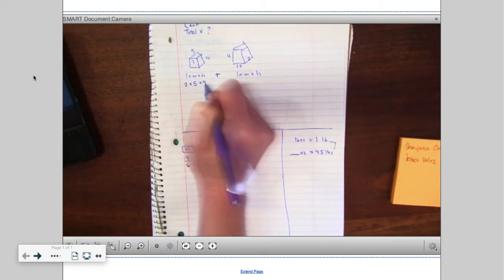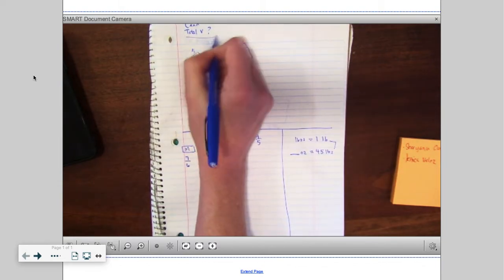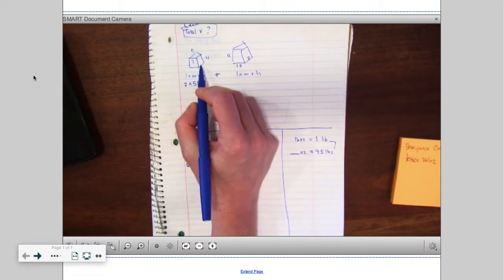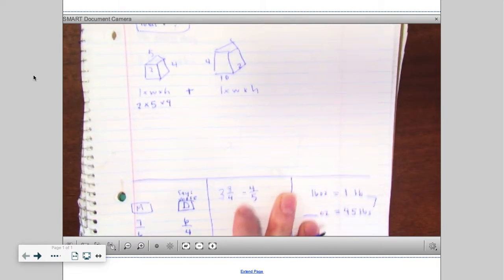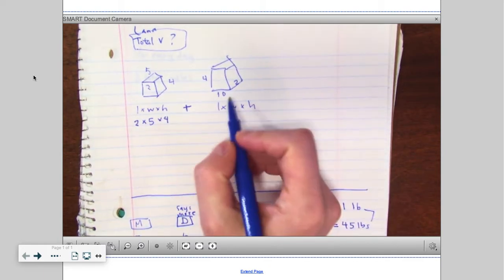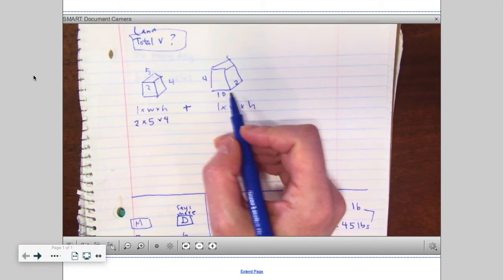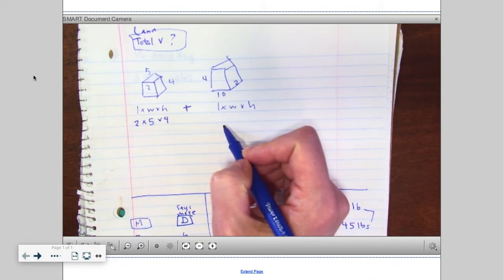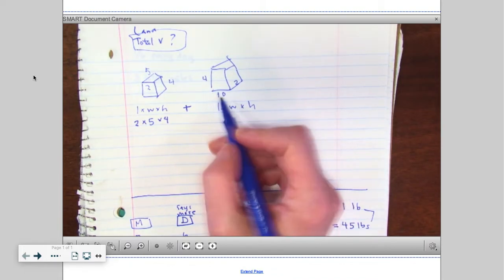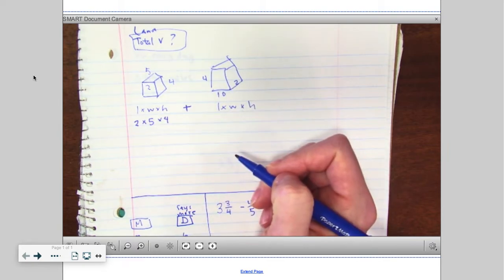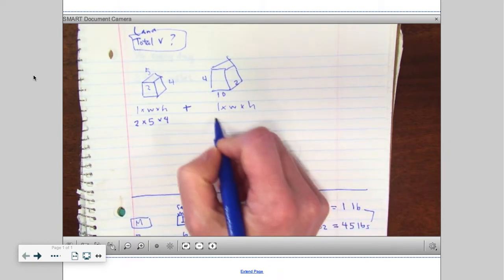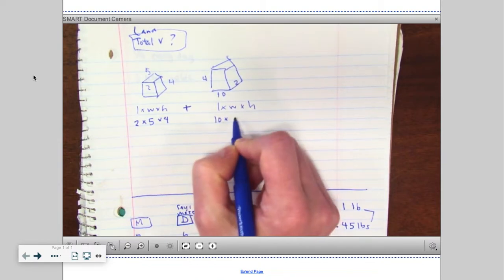2 times 5 times 4. And I need to know the total volume, which means I'm finding the volume of one, and then I'm finding the volume of another. So then I've also got this prism. And I know that its length is 10, its height is 4, and its width is 2. So I'm going to plug those numbers into my formula.